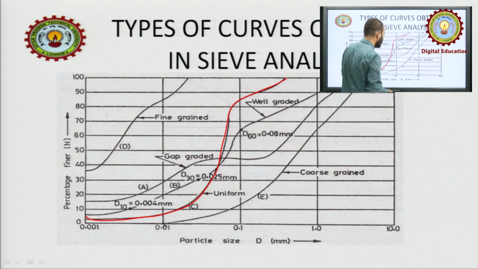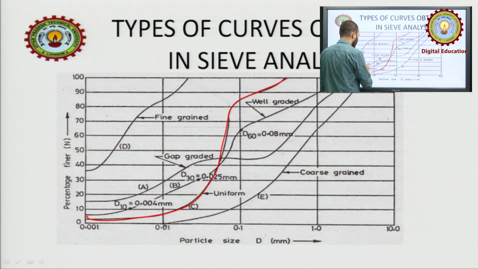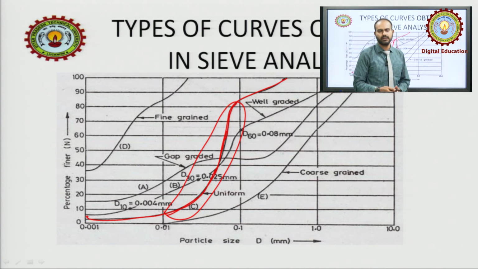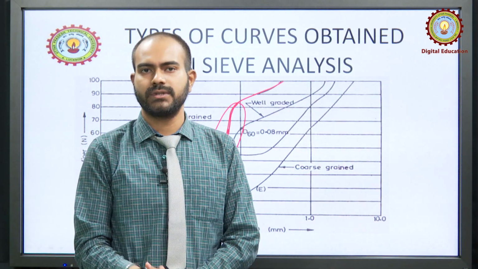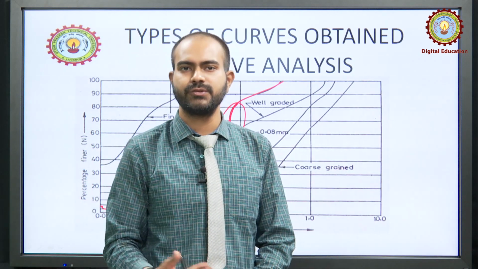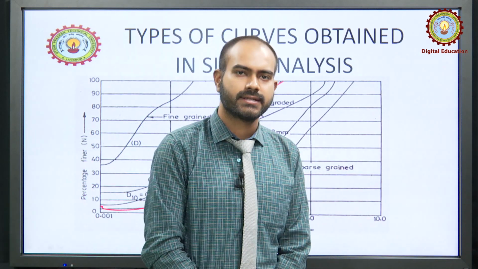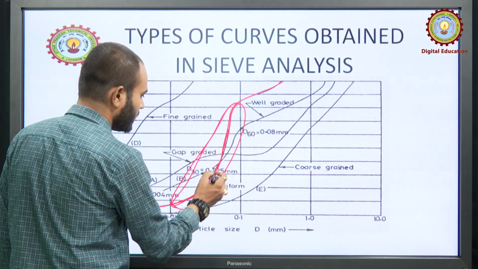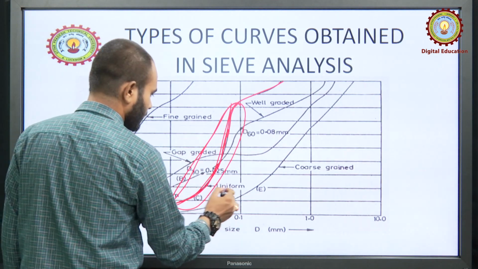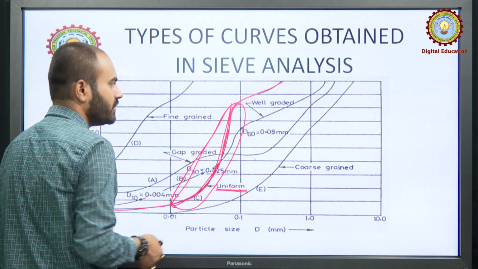Now, why is it called uniform? Because you can see the range is very low. Most of the particles lie in this part only, which means most of the particles are of nearly the same size. Nearly the same size means that it is uniform, that is, most of the particles in that soil are of the same or nearly the same size. So, in this part you can see how steep the curve is. Due to this only it is called uniform, because same size particles are dominant in this soil.